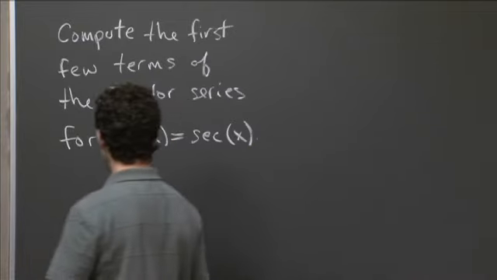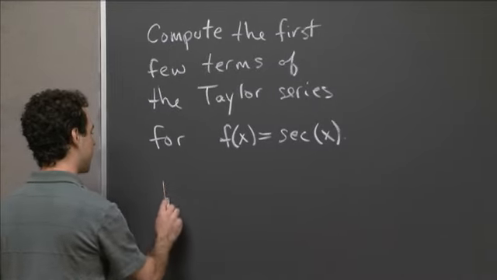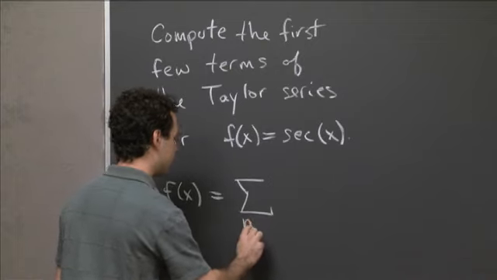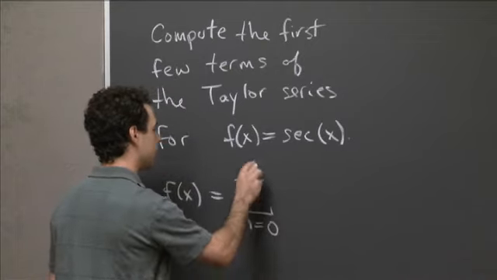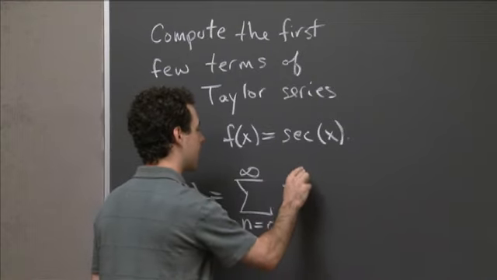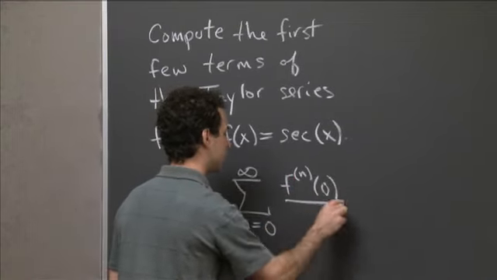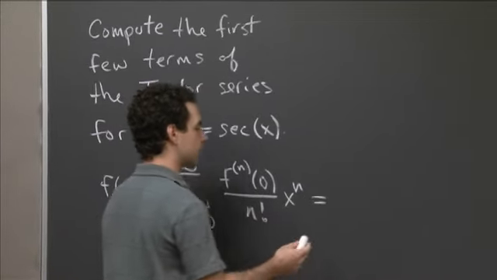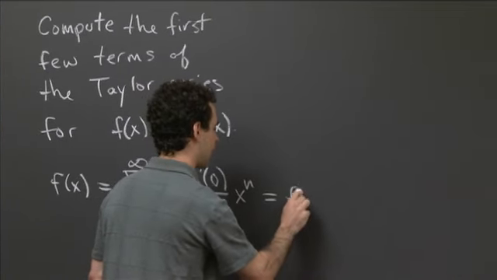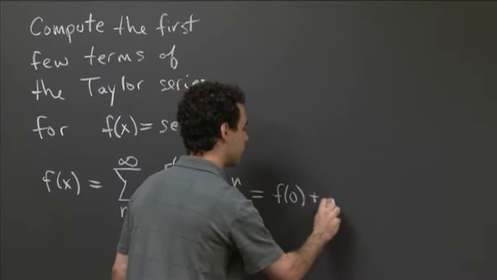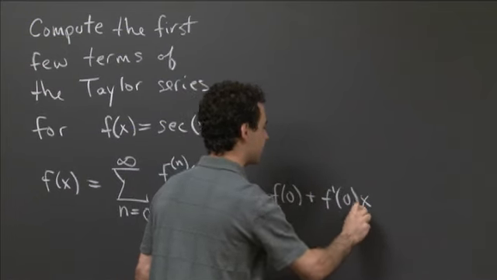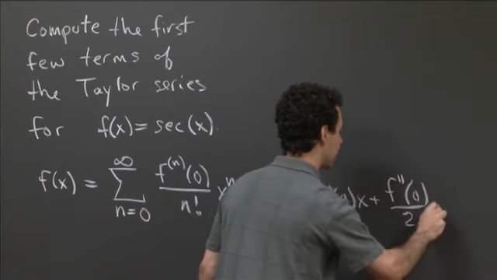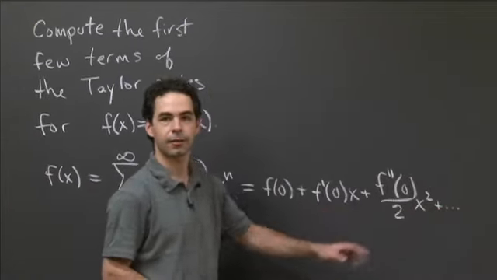So remember that the general formula for a Taylor series is: the Taylor series for f of x is equal to the sum from n equals 0 to infinity of the nth derivative of f taken at 0 divided by n factorial times x to the n. And since we're only interested in the first few terms, this is f of 0 plus f prime of 0 x plus f double prime of 0 over 2 x squared plus dot, dot, dot. All right, I'm not going to write out the next few terms.